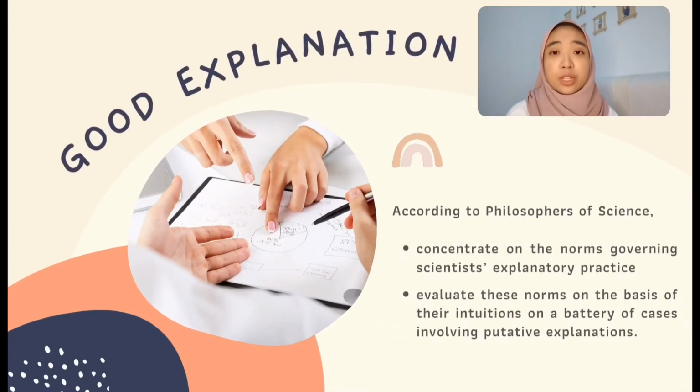So I'm going to explain about good explanation and models of explanation. What is a good explanation and how can we find out? According to philosophers of science, they have traditionally answered this question by concentrating on the norms governing scientists' explanatory practice, evaluating these norms on the basis of their intuitions on a battery of cases involving putative explanations.